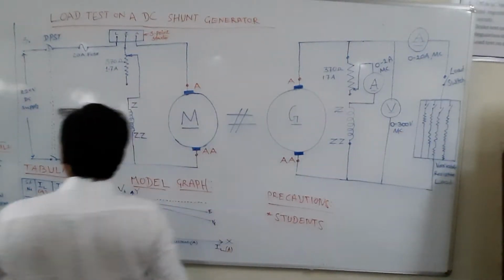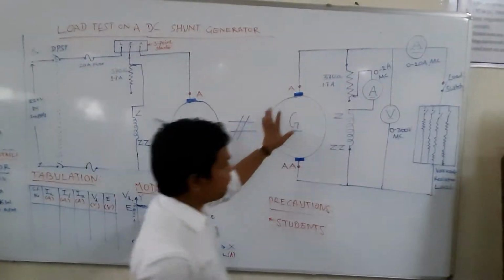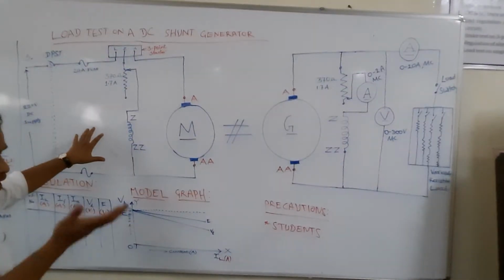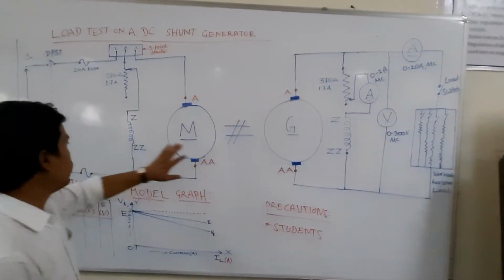Okay, now see. I have now in this circuit, this circuit is for the motor. This circuit is for the generator. First you have to operate here and bring this motor to 1500 rpm. Then you have to operate that one. So I have explained that one. Now next we will go to this one.